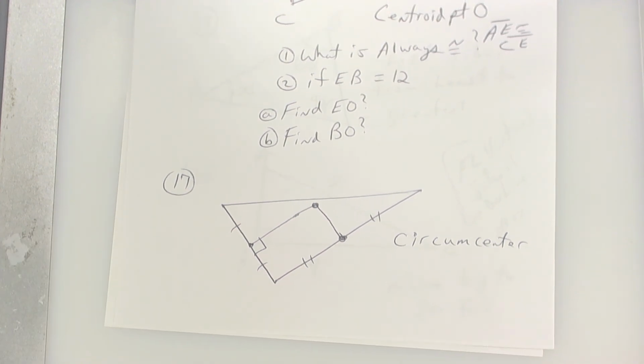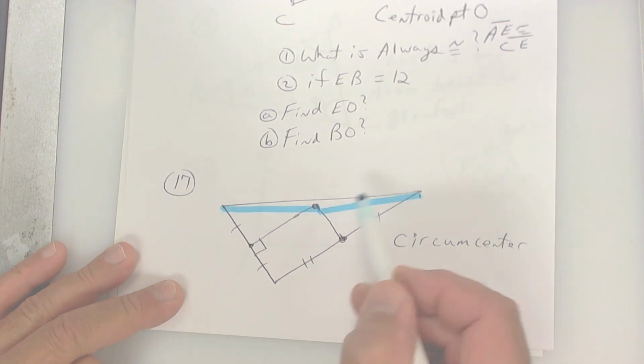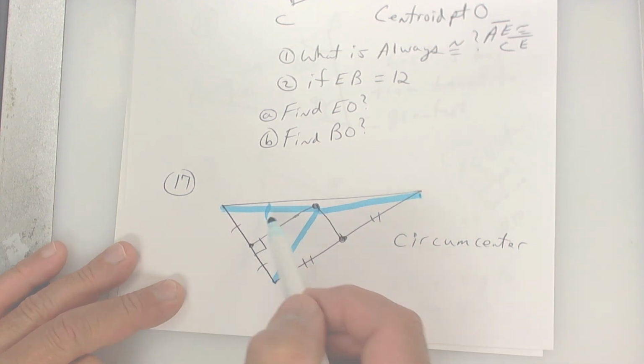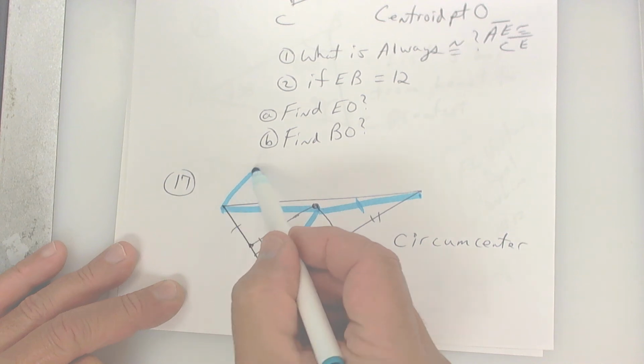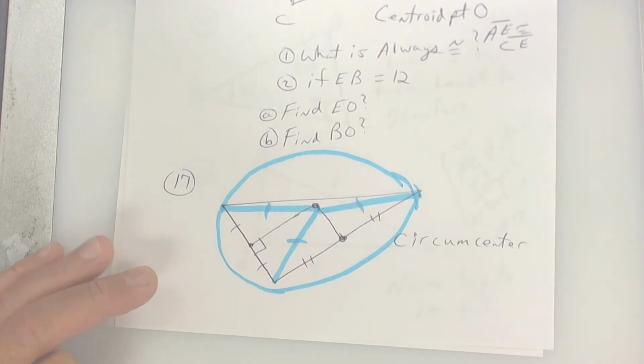Draw this. Circumcenter. I'm looking at the board. Circumcenter is the perpendicular bisectors. And now, what does that mean? The distance to the vertices is your radius. They're all equal. And then this is a circle that can be circumscribed. Okay?